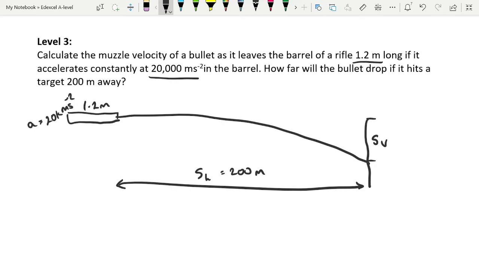First thing we need to know is how fast does it come out of the barrel? So that's our sort of additional little calculation that they're asking us to do here. We know that it's traveling for 1.2 meters and at that acceleration, and we can assume that the initial velocity is 0 inside the barrel. And so we want the final velocity as it comes out. We have u, we want v, we have s, and we have a. So we're going to go ahead and go v squared is equal to u squared plus 2as.